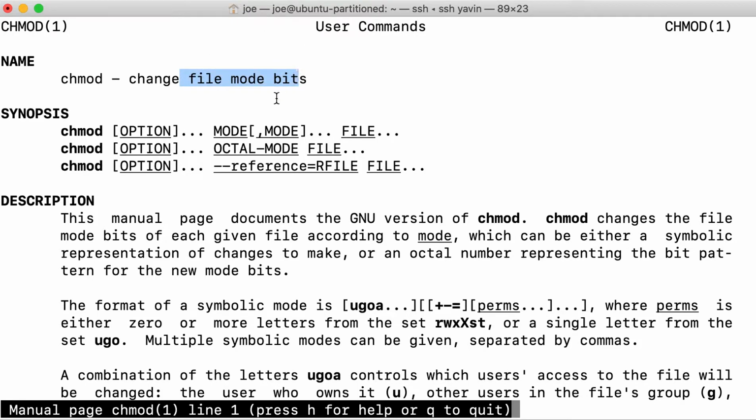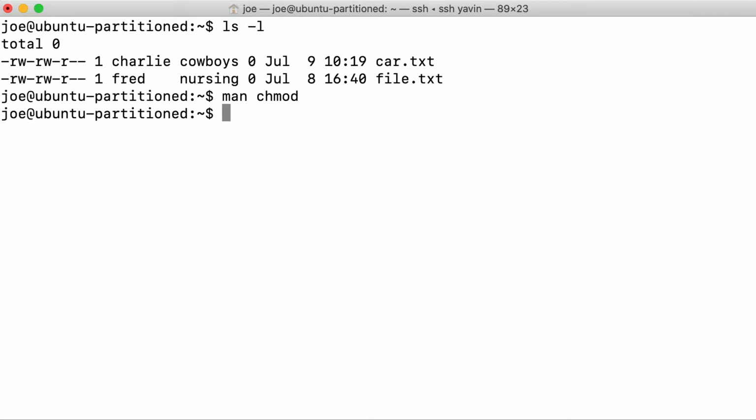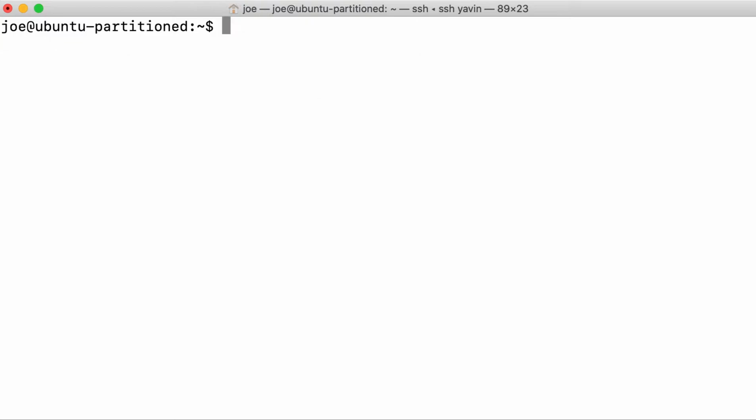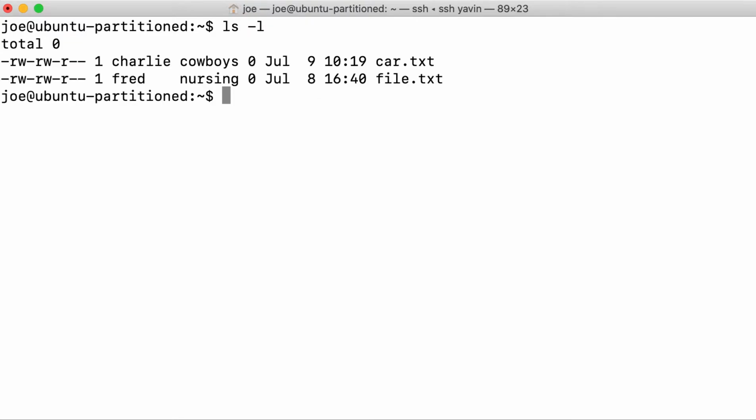And if you watched the earlier video, we know that there's an octal mode for permissions, and there's also symbolic mode for permissions. This man page has a great overview of symbolic versus octal notation. So I'll give you an example of both. Okay, so let's look here again. We've got car.txt. Well, let's just say chmod.